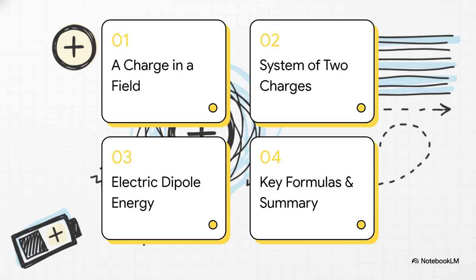All right, so here's our game plan. We're going to start with the simplest case you can imagine, just one lonely charge. Then we'll crank it up a notch and see what happens when we add a second one into the mix. From there, we'll check out a super important special case called an electric dipole. And finally, we'll wrap it all up with the key formulas you'll want to have in your back pocket.